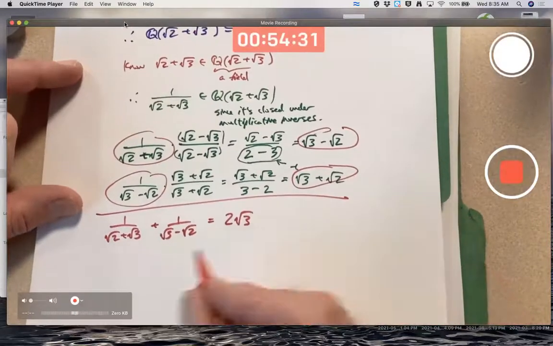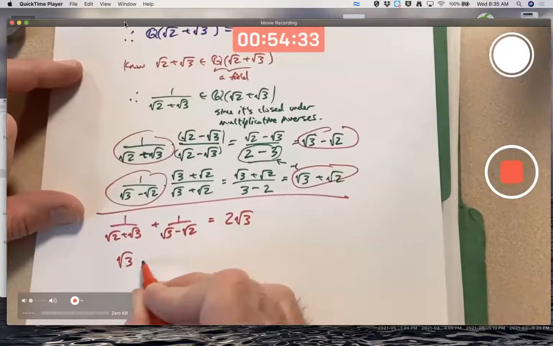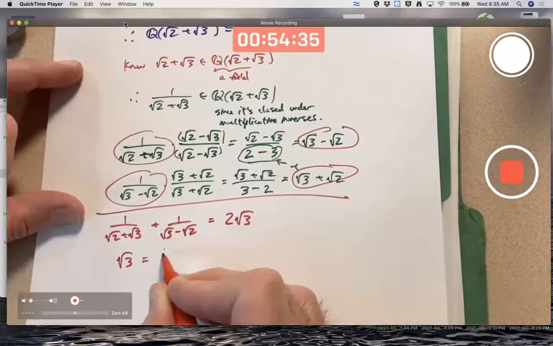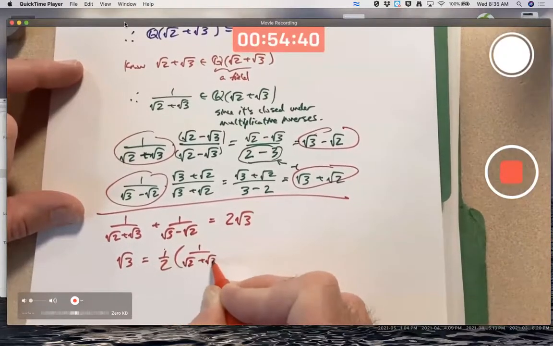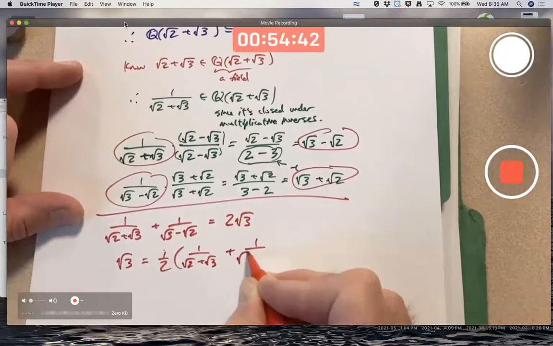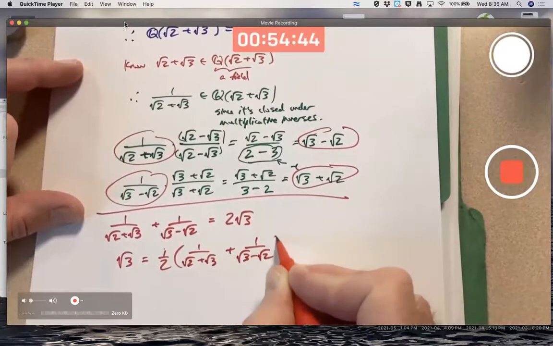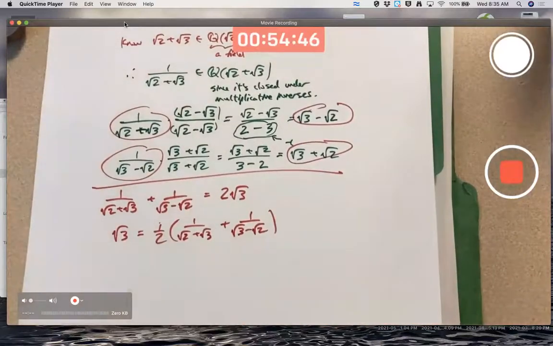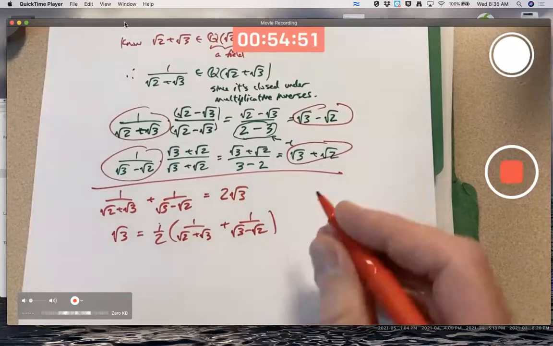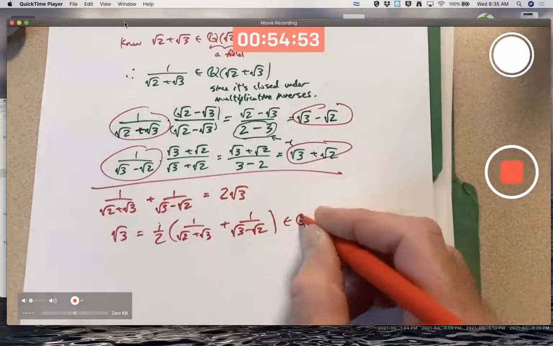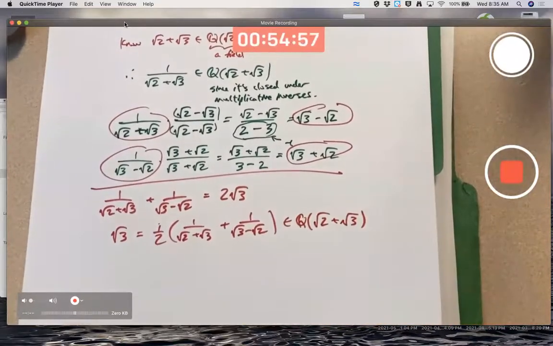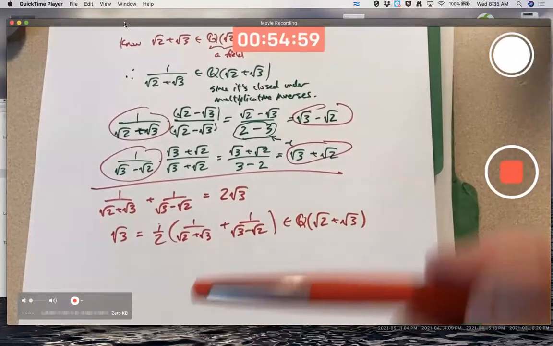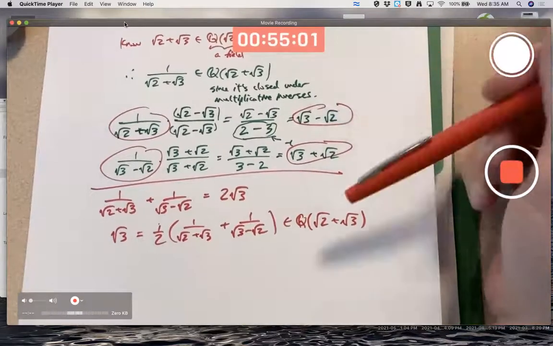In other words, root 3 is 1/2 times this thing. Weird equations, but true. And that's enough to say then that root 3 must be in this field. Why? It's the logic the whole way here.